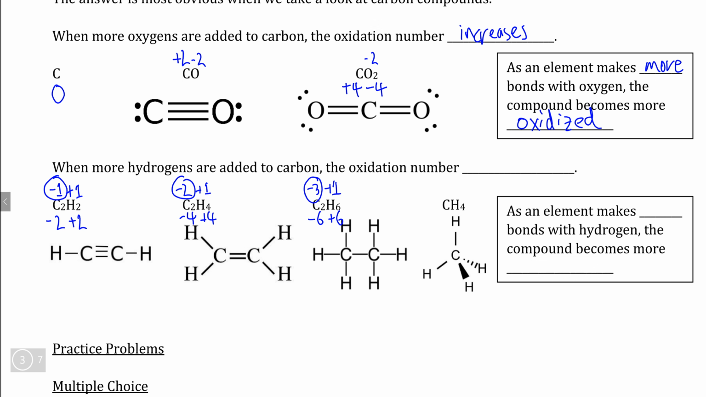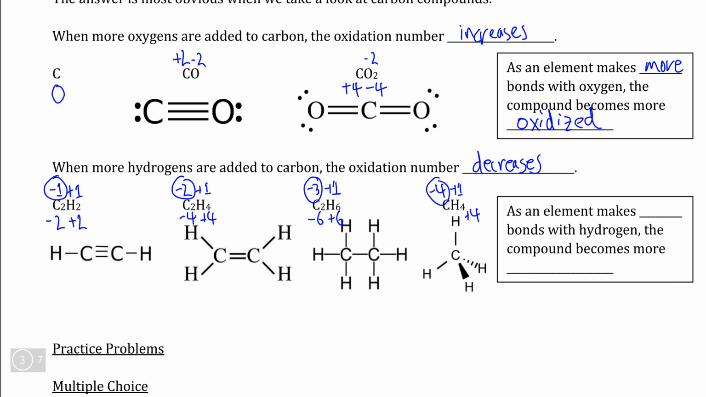And then if we go down to 1 carbon with 4 bonds with 4 hydrogens, again, +1 is our oxidation number of hydrogen. +1 times 4 is +4, meaning that our carbon in methane has an oxidation number of -4. So with hydrogen, we see the exact inverse of the relationship with oxygen. As more hydrogens are added to carbon, the oxidation number decreases or gets more negative, whichever you prefer.